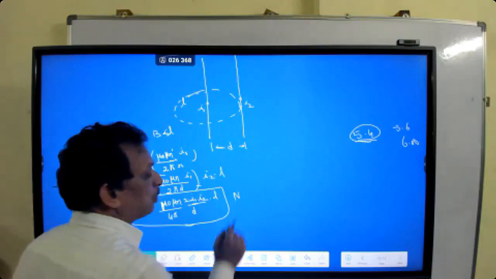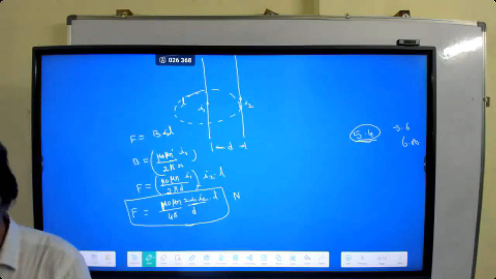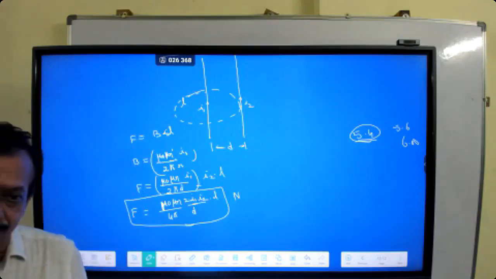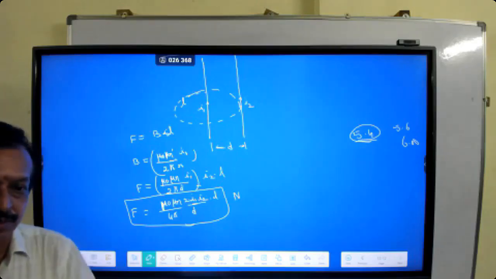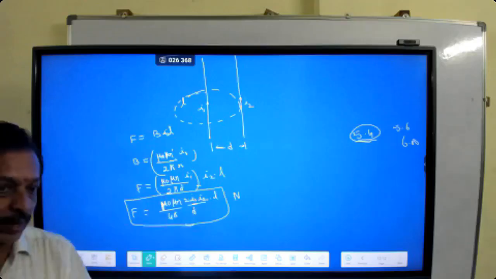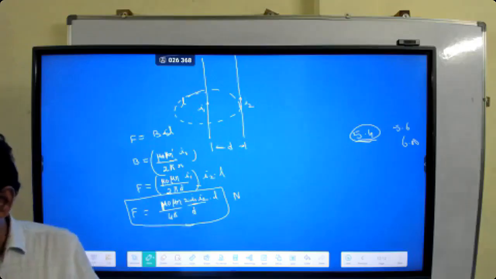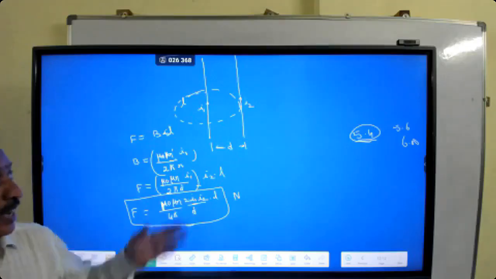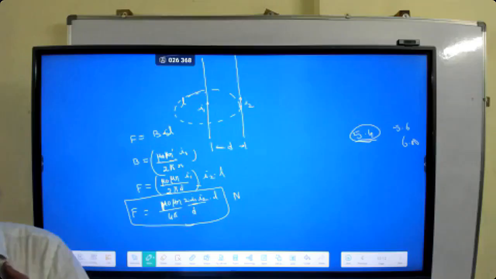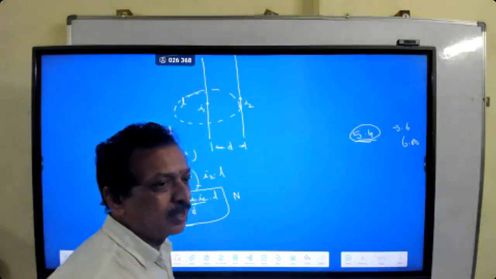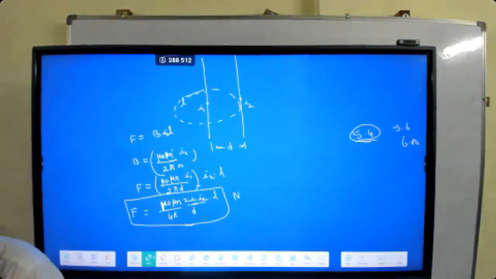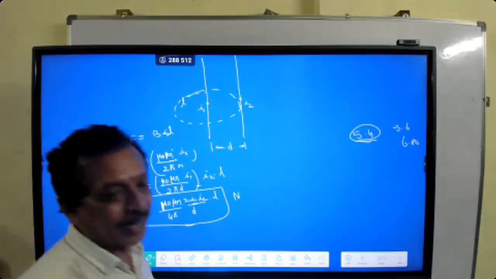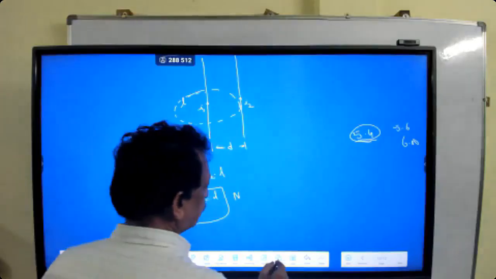What is the force effect? Now, if the two conductors carry currents in the same direction, the force is attractive. When the currents are in opposite directions, the force is reversed, repulsive. Now, in our questions, they are going to ask about three parallel current carrying conductors.